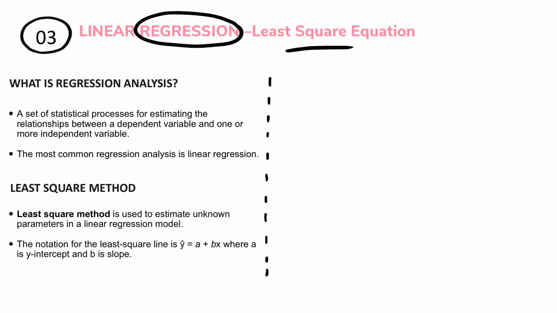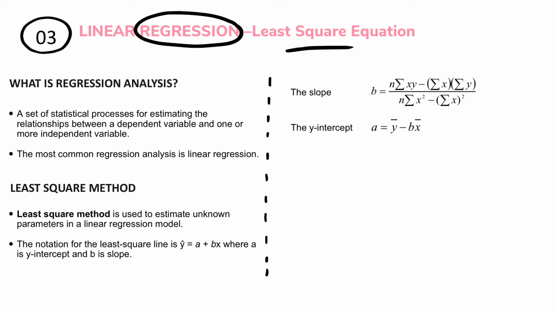Least square method is used to estimate unknown parameters in a linear regression model. The notation for the least square line is given as y equal to a plus bx, where a is the y-intercept and b is the slope. I've mentioned this standard equation in the earlier slide, if you still remember. Given a data set of x and y, you will be able to solve the values of a and b using these formulas.